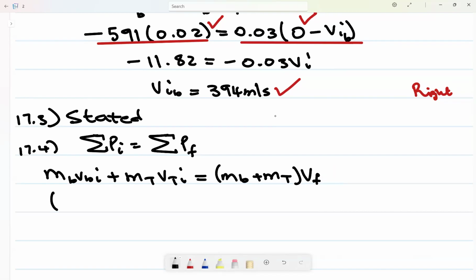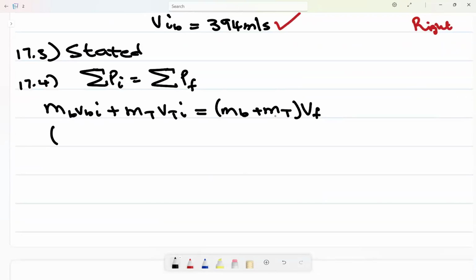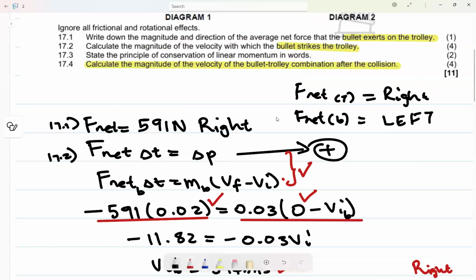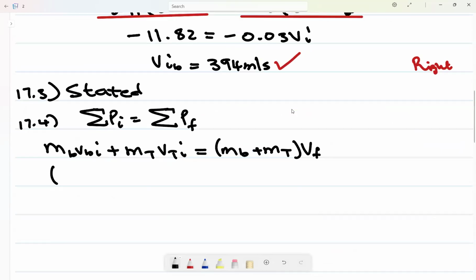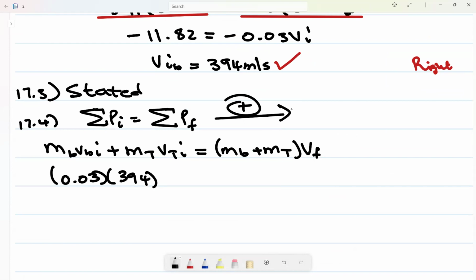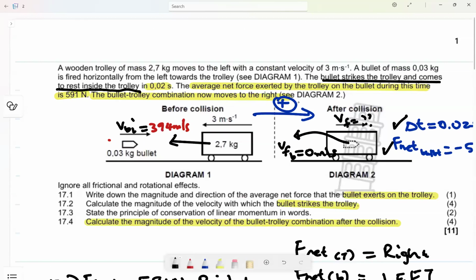Very, very important. Therefore, when I substitute, what is the mass of the bullet? I have forgotten about that. The mass of the bullet is 0.03. And remember, I need to choose the direction, so I'll choose right as positive. So it is 0.03 and the velocity is 394 in that direction. Mass of the trolley is 2.7. Then the velocity of the trolley is negative 3. Why? Because it is moving in the opposite direction, and I chose right as positive. The trolley is moving towards the left, so hence I put negative there.